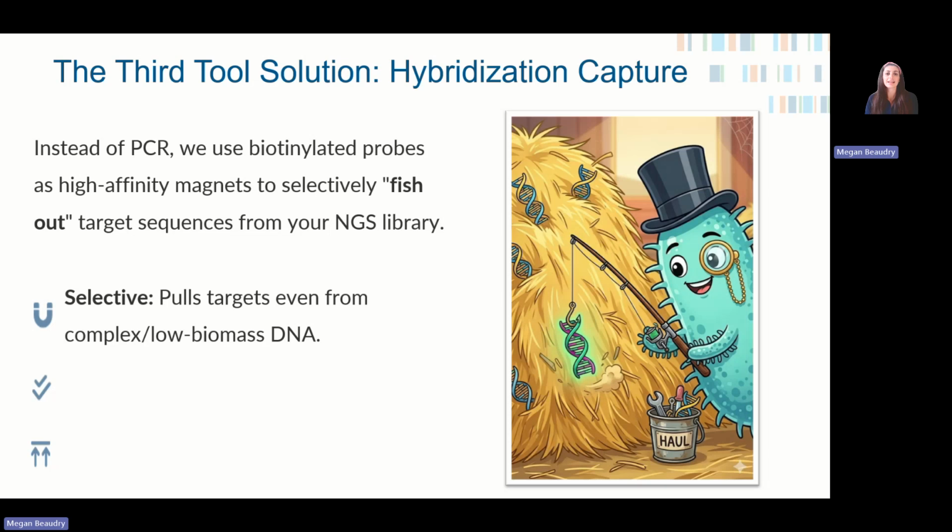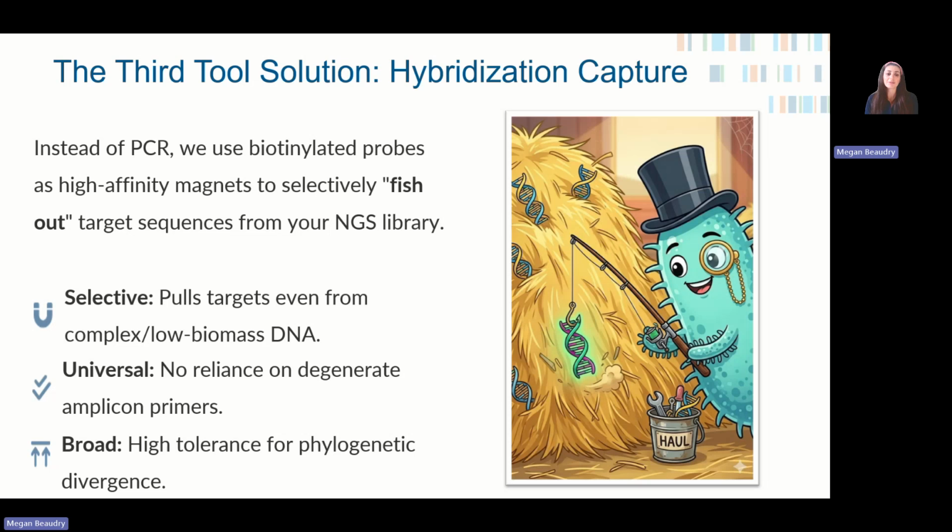It's selective in that it pulls targets from complex or low biomass DNA. It's universal in that there's no reliance on degenerate amplicon primers. And it's broad, meaning it has a high tolerance for phylogenetic divergence.